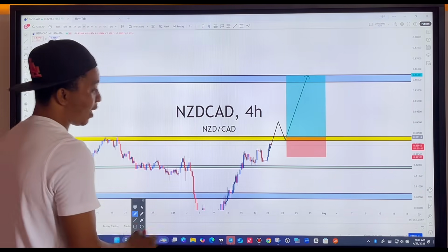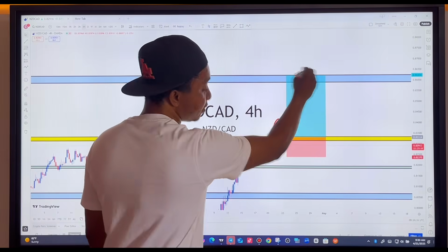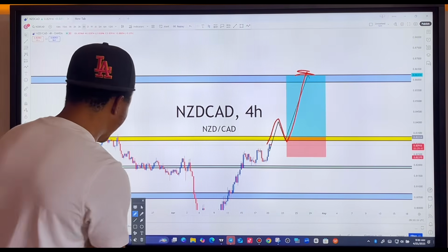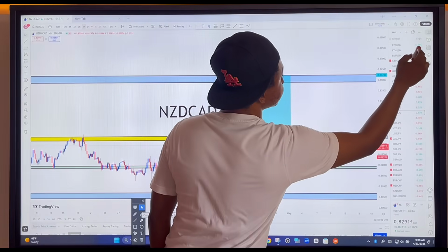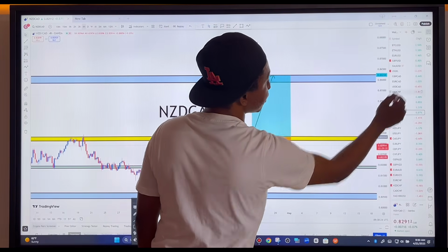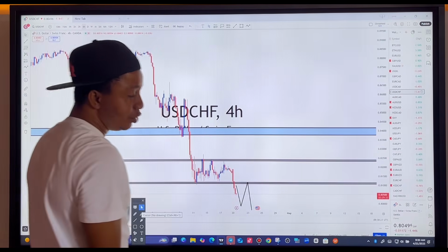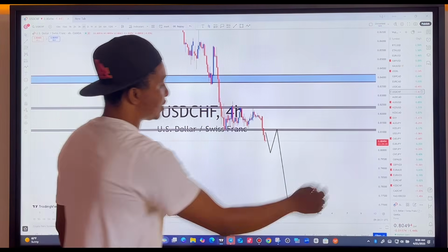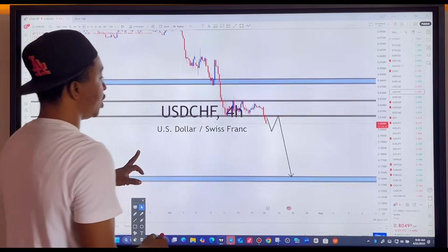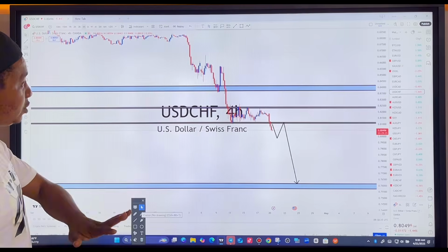Alright, let's go to the next pair. Next pair on the list is going to be USD CHF. Let's talk about USD CHF. Then from USD CHF, I think I'll move all the way to USD. Alright, so USD CHF, after USD CHF, USD will be next. Okay, so this is USD CHF. I'm looking for a selling opportunity to the downside.